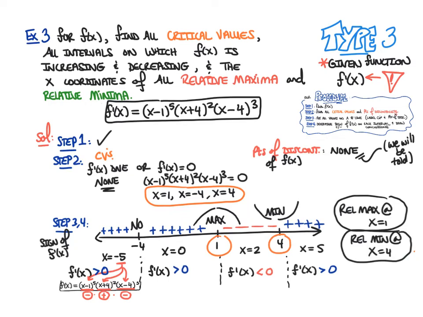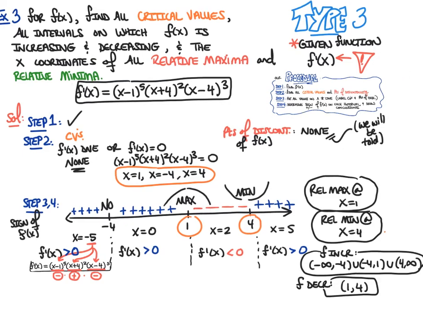And then finally, all you need to do is explain when you're increasing and when you're decreasing. You're increasing whenever you see positive derivatives. So from minus infinity to minus 4, then from minus 4 to 1, and then again from 4 to infinity. That'll be when we have positive derivatives. That'll be an increasing function, and decreasing from 1 to 4.